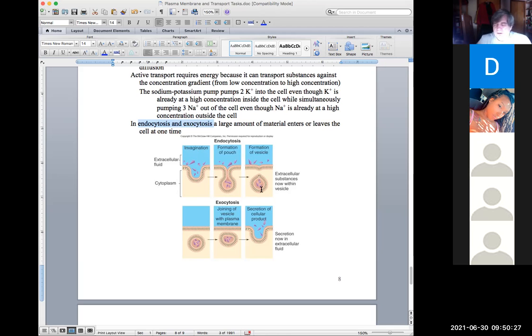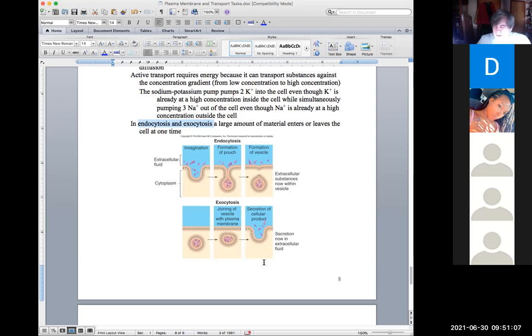Now, if most of the material that's brought into the cell this way is solid, this is a process called phagocytosis. Phago means eat. Cytosis is just a cell process. If most of the material that's brought in is liquid, it's pinocytosis. And we sometimes even talk about receptor-mediated endocytosis, where something has to attach to receptors located in the plasma membrane in this pocket area.